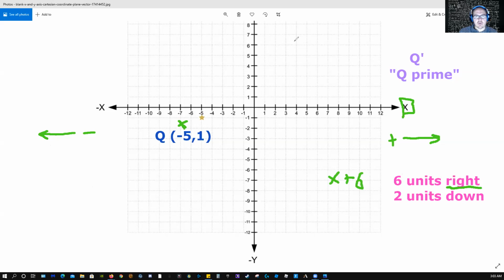Now, this other instruction says 2 units down. All right, well, our y-axis is labeled here. So the y-axis, you're subtracting going down, and if you're going up, you're adding. So when it says 2 units down, that means I'm going to have to take my y value, in this case, it's the 1. The y value is going to go down by 2 units.